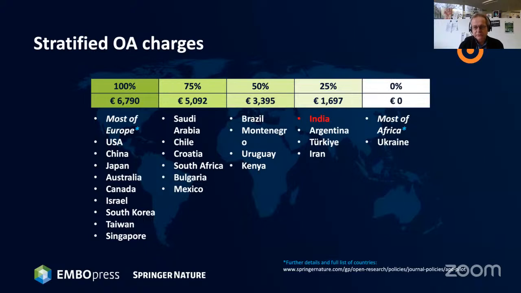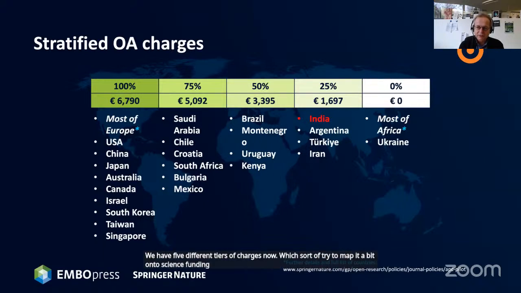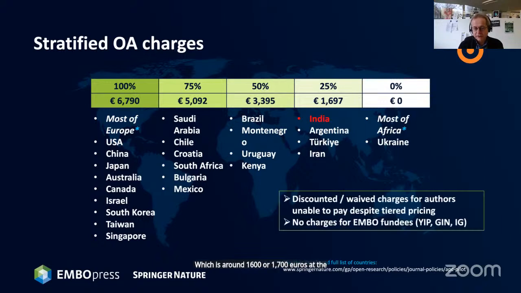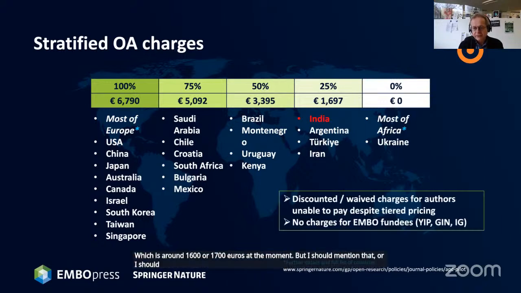So with that in mind, we've started to be more differentiated in our charging model. We have 5 different tiers of charges now, which try to map a bit onto science funding and GDP in different regions of the world. You can see India here actually has 25% of the full rate, which is around 1,600 or 1,700 euros at the moment.